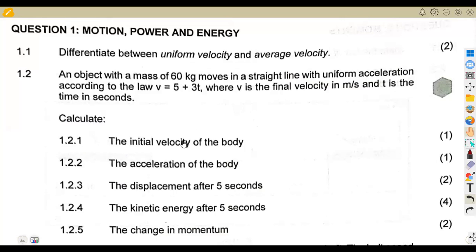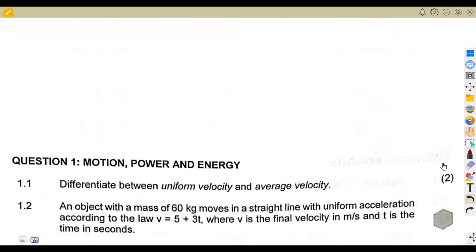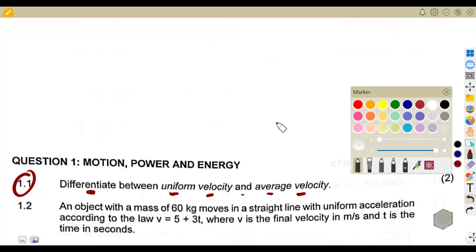So guys, let us quickly rush through our questions and see how we're supposed to answer these questions. The first part, we were given 1.1 to differentiate. To differentiate, that is, we are supposed to give the difference between the two: the uniform velocity and the average velocity. Both are velocities, but what is the uniform velocity and what is the average velocity? That is to differentiate.